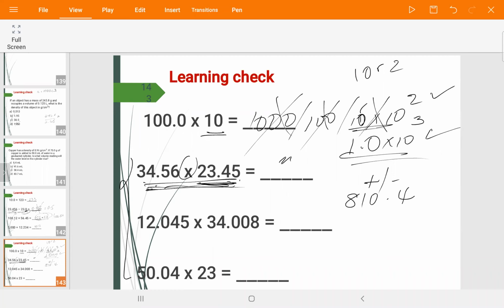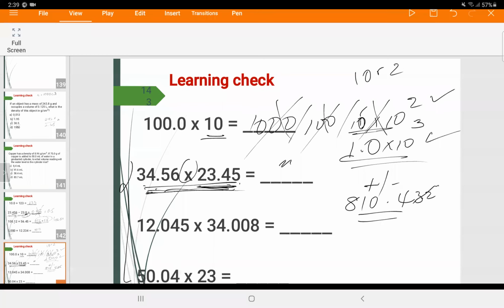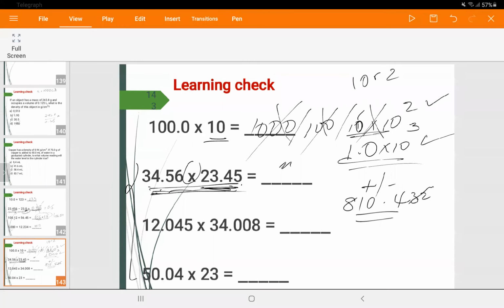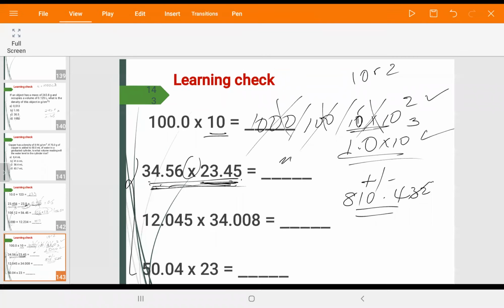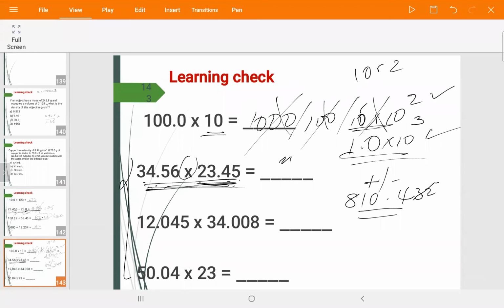Because they are less than 5, you just drop them and the answer is 810.4. But make sure that the answer has 4 significant figures, as the individual values. All right, how about this?